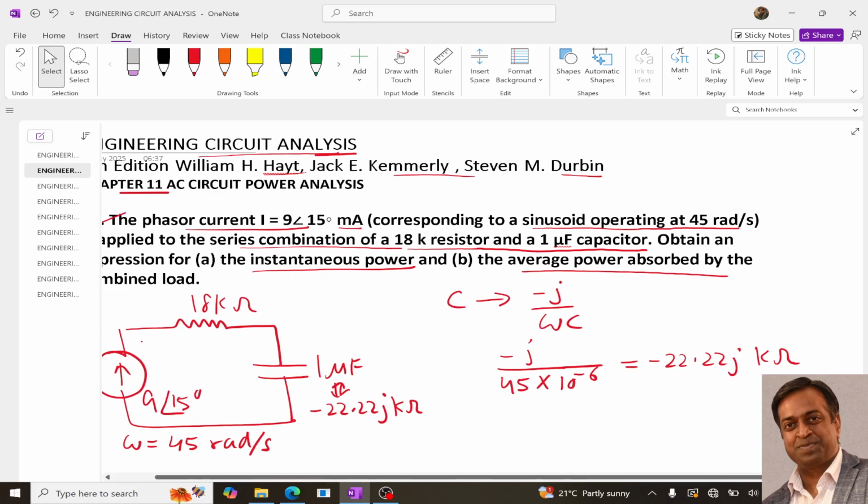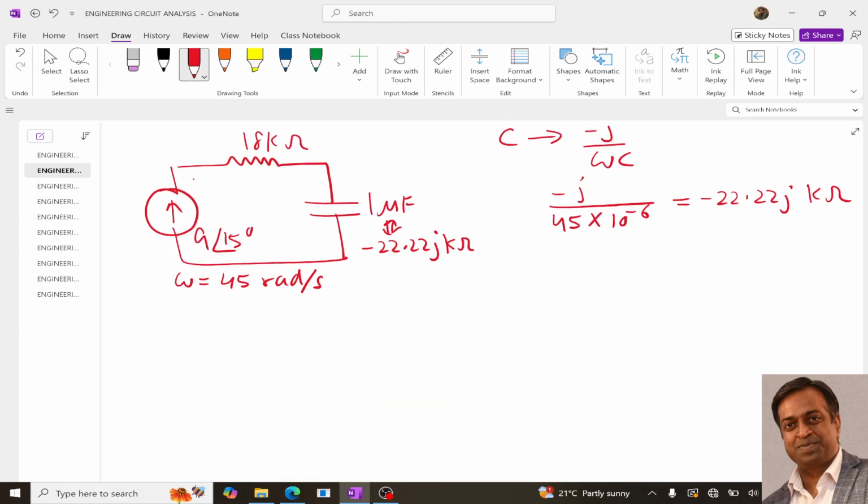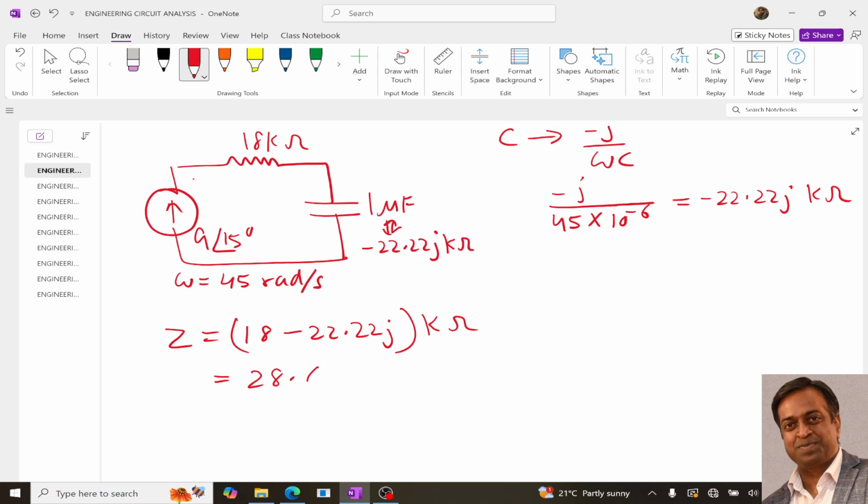Now with this circuit, the total impedance is 18 minus 22.22 j kilo ohms, and this can be converted into polar form as 28.6 angle minus 51 degrees.